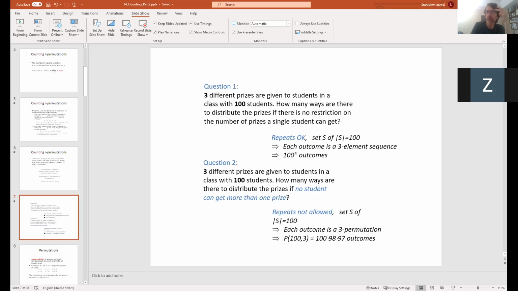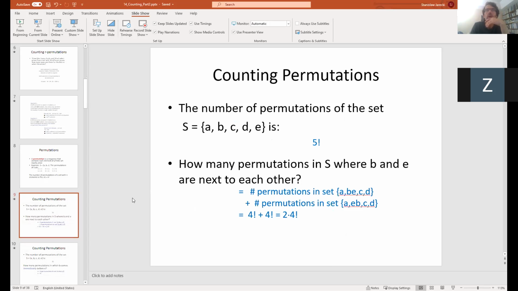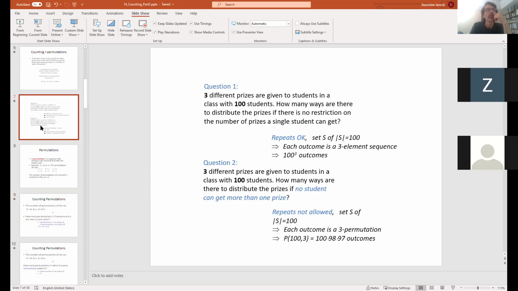But if now no student can get more than one prize, then it becomes a 3-permutation, right? It's a string with no repeats in the characters. But it's also a string of length 3, from the same alphabet: 100 students. Professor, did you skip 99 there? Did I? Yes, I did. Thank you. Yes, sorry.